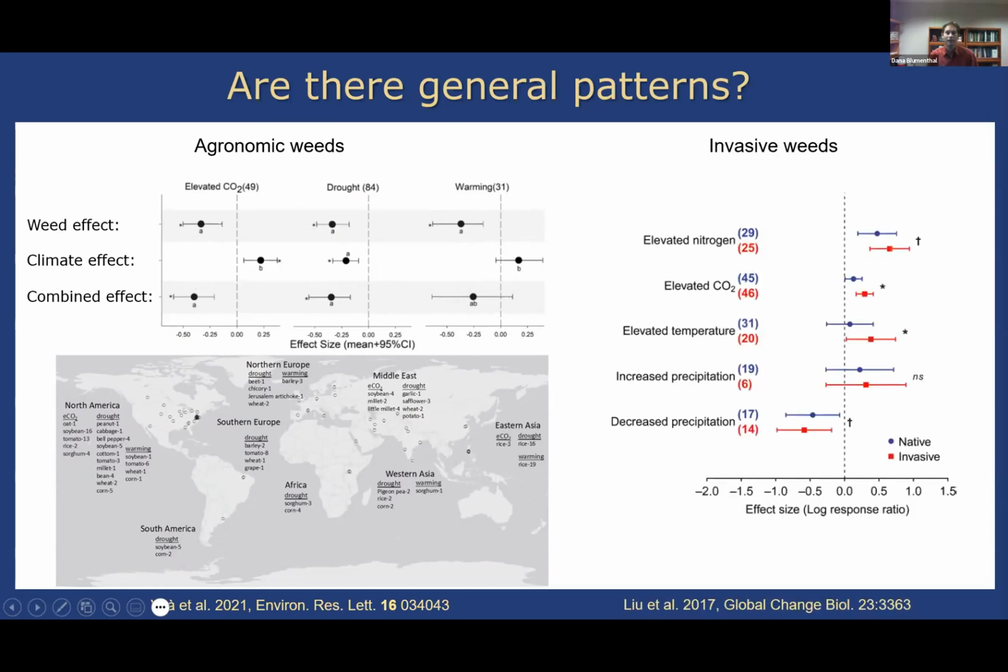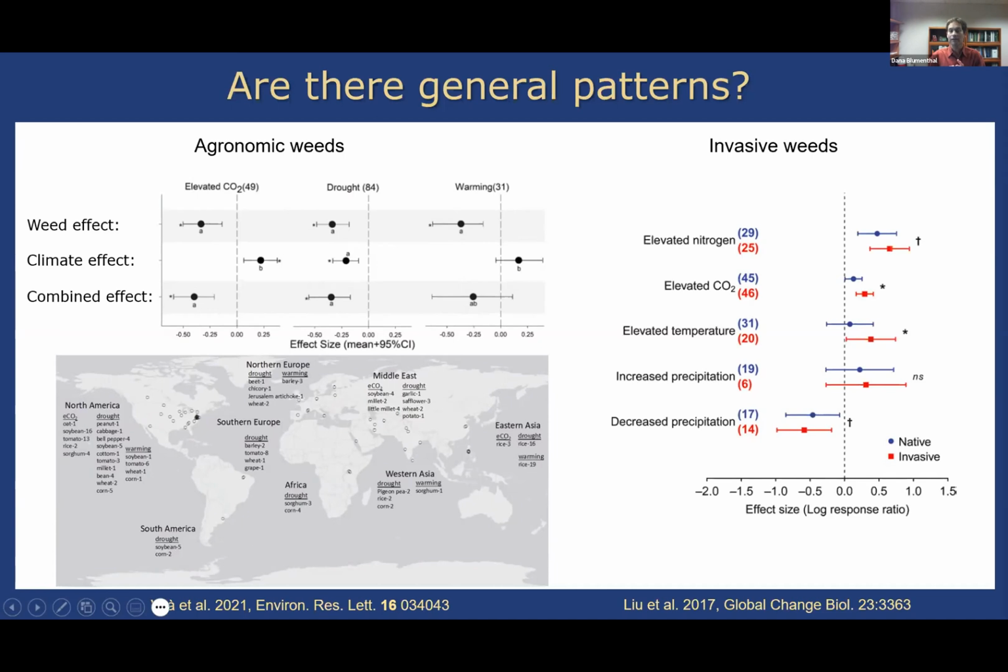What about with respect to invasive weeds? Here's another meta-analysis of similar type where the studies included both invasive species and native species and a variety of global changes. And what they found was that in this case, there were two global changes, elevated CO2 and temperature, where the invasive species, those are the red, responded more positively. So anything over a 0 on this graph is a positive response. They responded more positively to both CO2 and increased temperature than did the native species.